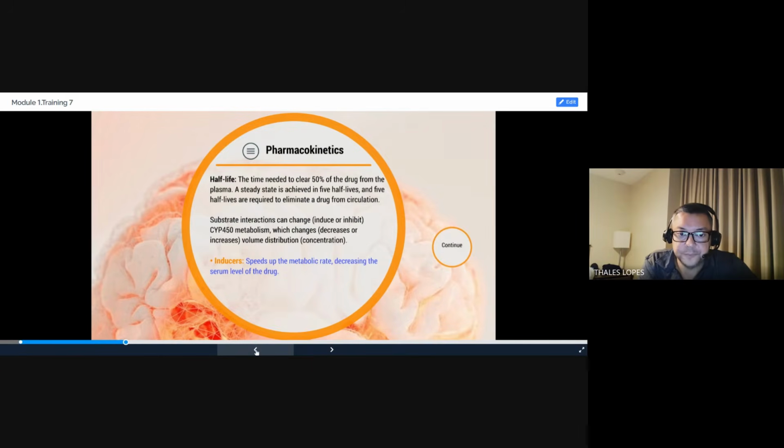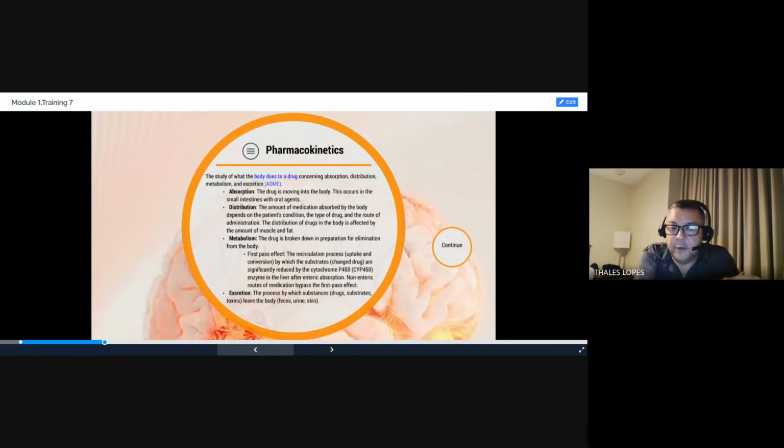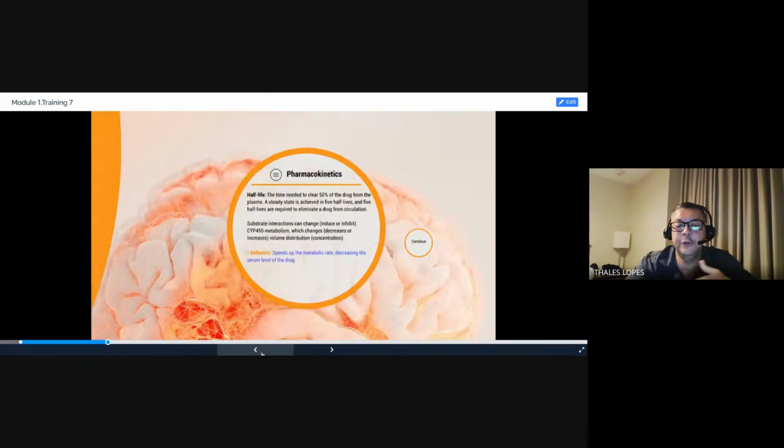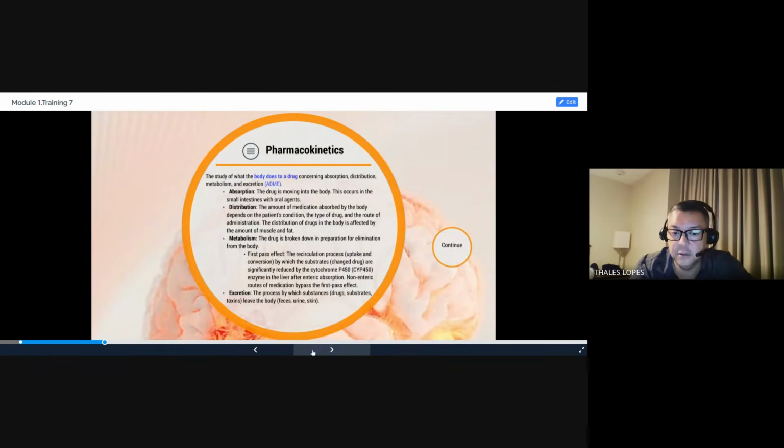Now, remember that metabolism is how the drug is broken down in preparation for elimination. Now comes another high yield topic inside pharmacokinetics, what the body does to the drug, and that is your inducers and inhibitors. The concept is very simple, but the question is likely what will you do to fix it? So inducers are the medications that speed up the rate. It induces the metabolism out, right?